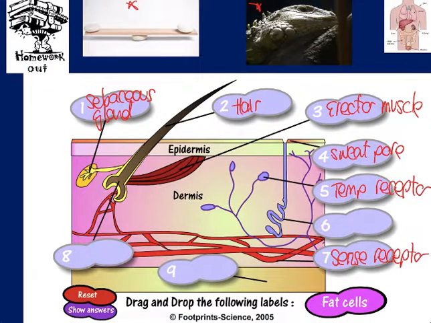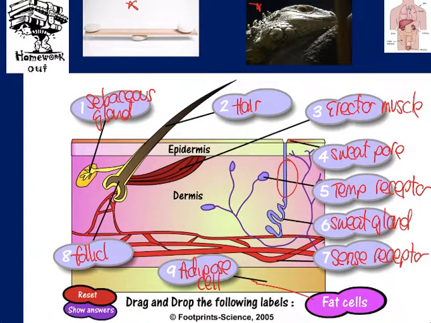6, because we're at the squiggly part, is going to be the sweat gland. If it had been at this part of it, I would have said that's the sweat duct. Down here then, number 9, we have our adipose cells, or adipose layers. The fat cells is an alternative name. And 8 here is our hair follicle.